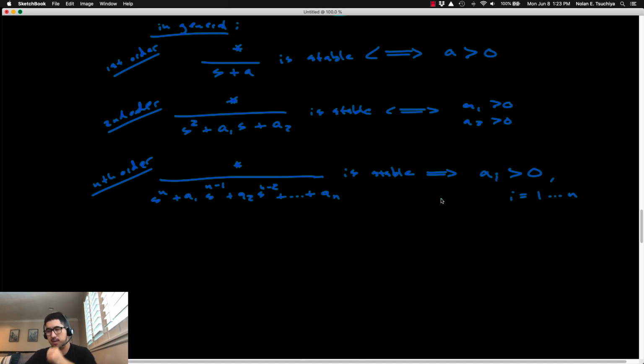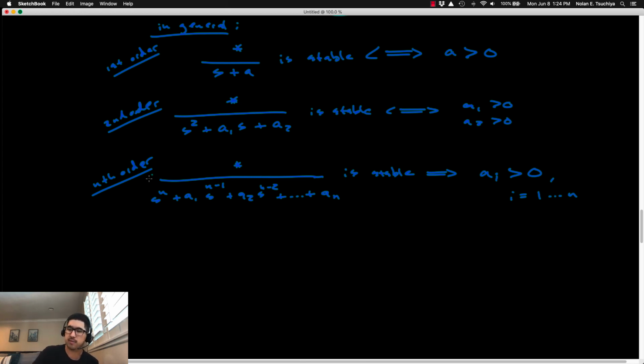What I mean by that is if this nth order system is known to be stable, like you've done some experimentation where you've determined that this is a stable system, what that means is that by definition, all of the denominator coefficients will be strictly positive. However, it doesn't work the other way.